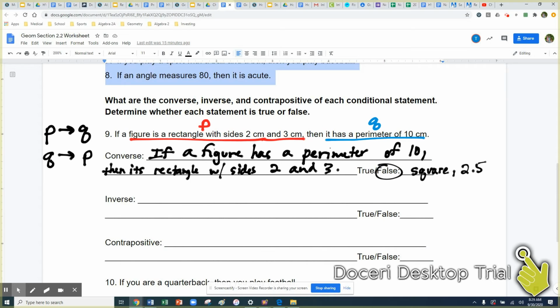Next, we get to the inverse. The inverse takes the conditional and negates it, which in English means it makes it negative. So it puts the word not or un, something that makes the words negative. So for the inverse, I could say, if a figure is not a rectangle with sides 2 centimeters and 3 centimeters, then it does not have a perimeter of 10. So I'm just using that word not, or using something to negate my statement.